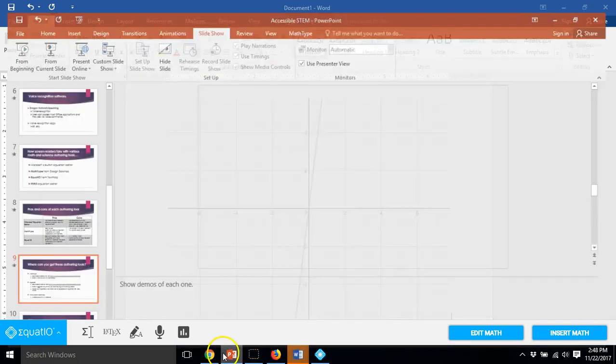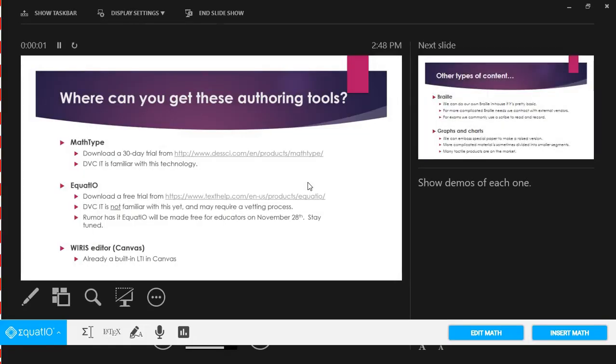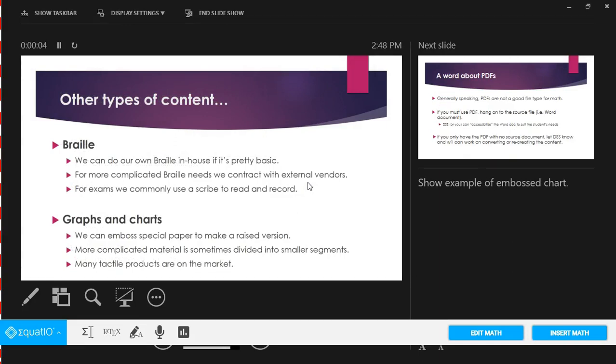Now I just want to go into one more thing: other types of content. Braille. Some of our students still use Braille. They read something called Nemeth Braille, which is a way of reading math via Braille. We don't produce our own Nemeth Braille, we contract out to it. We can do our own Braille in-house if it's pretty basic math, but for more complicated math Braille needs, we contract out. So we send out the book, and then they send it back to us in a Braille format.